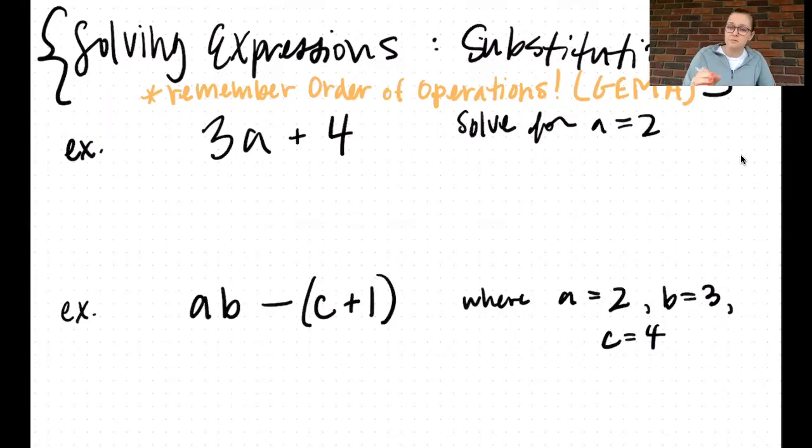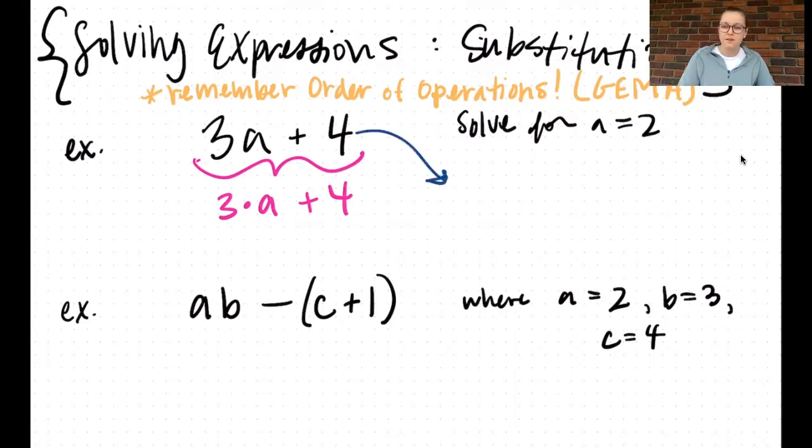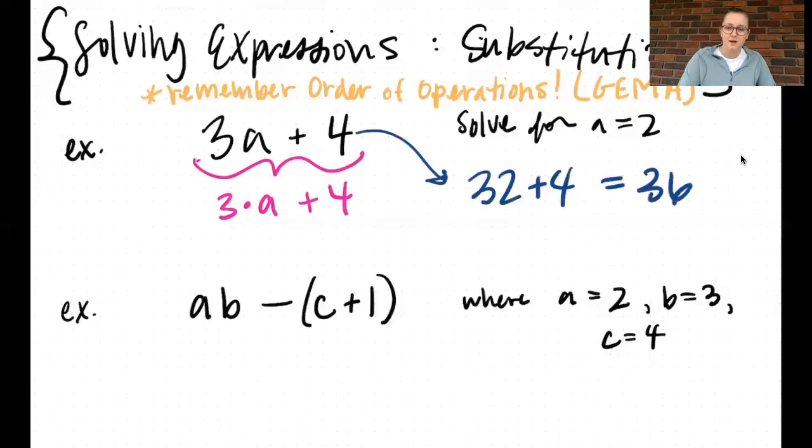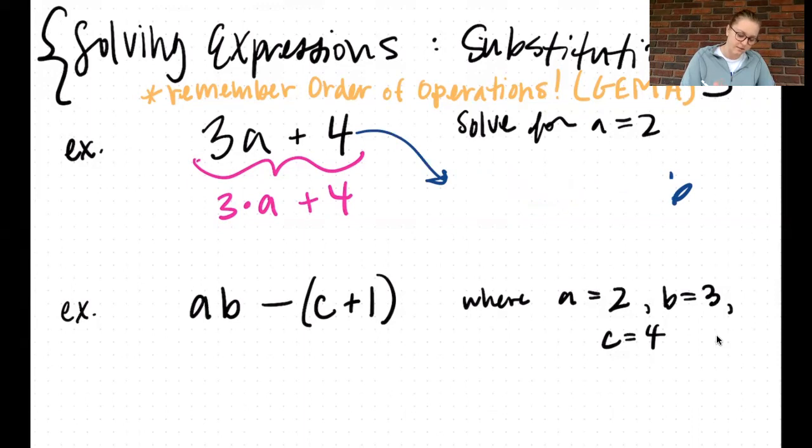Something you really need to keep in mind, though, is that this expression right here is really 3 times a plus 4. Because when you substitute, there are a lot of students who would take this, and when they put the 2 where the a is, they would do this. Equals 36, and that's not true, right? It's not 32, it's 3 times 2. So we do not want to do that, okay?